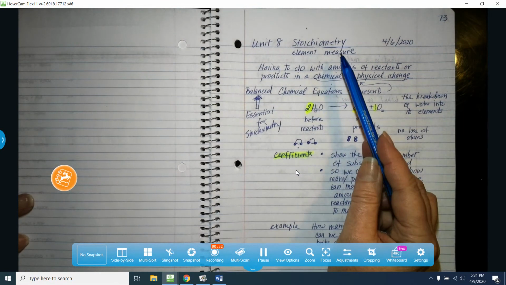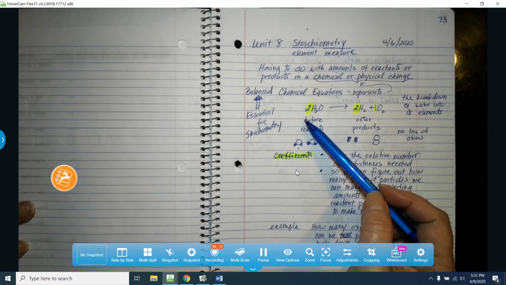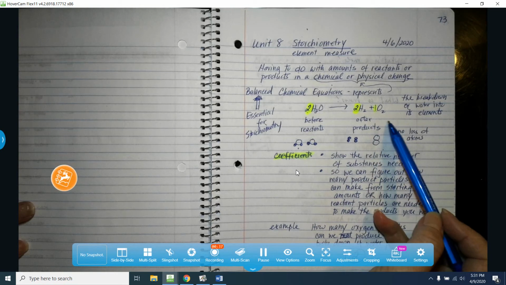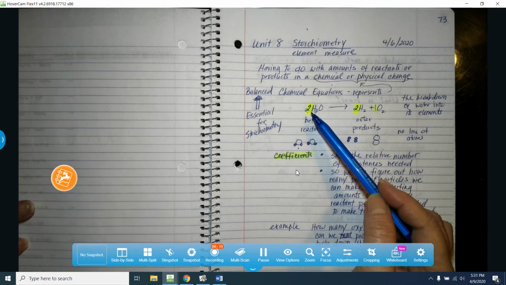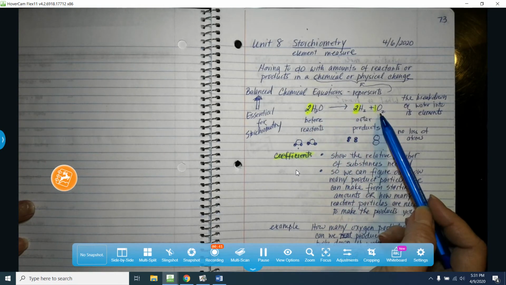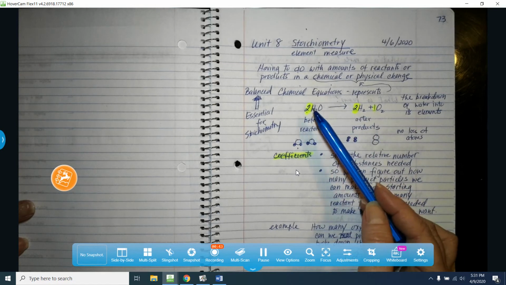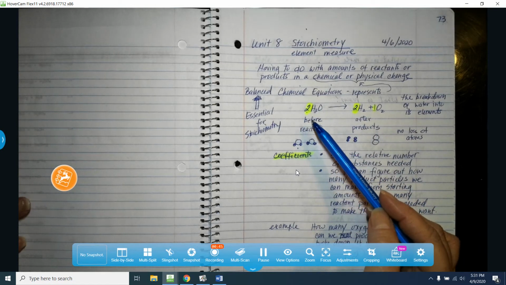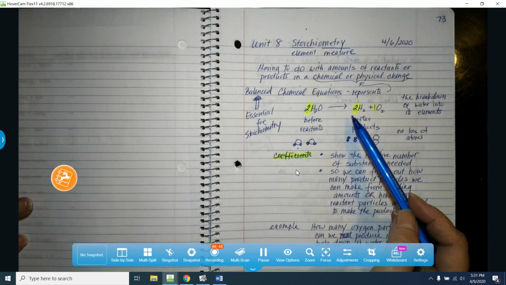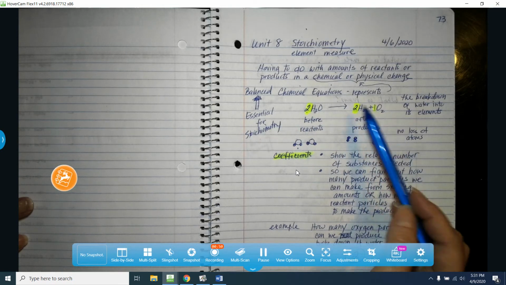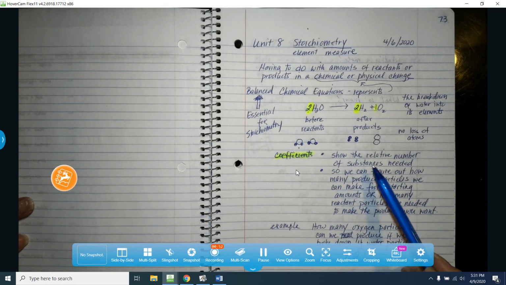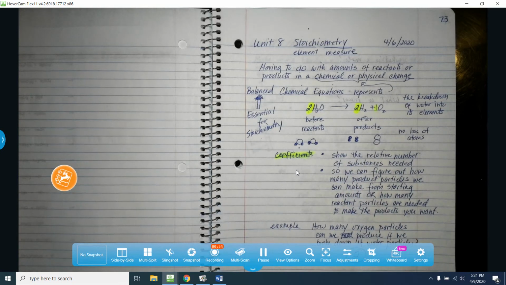Okay, so earlier we had talked about how stoichiometry needs a balanced equation. We talked about these coefficients, how important they were to stoichiometry because they talk about how many of something reacts or produces how many of something else. Okay, coefficients. They show the relative number of the substances needed.